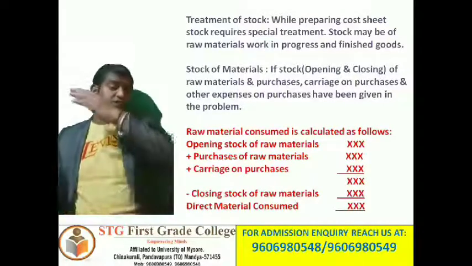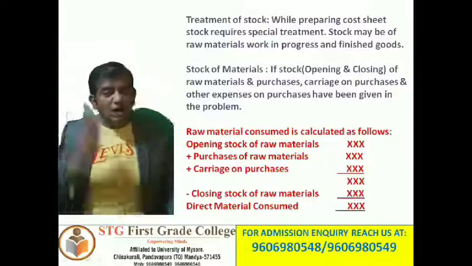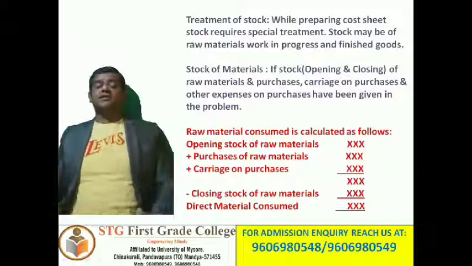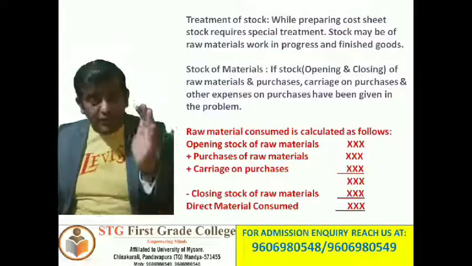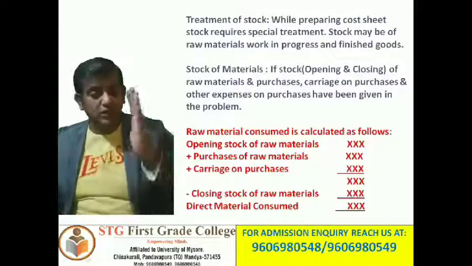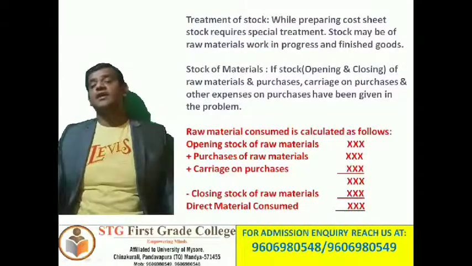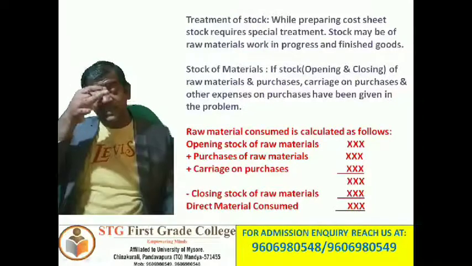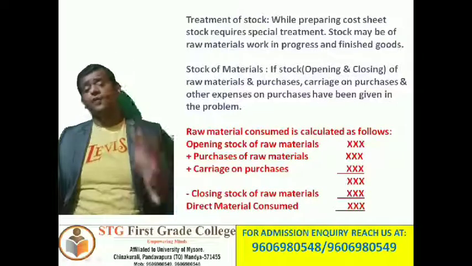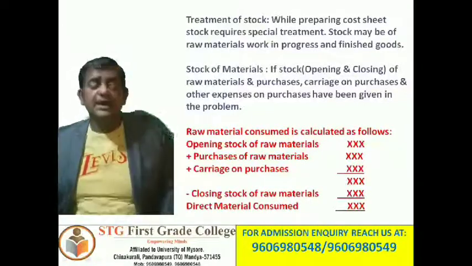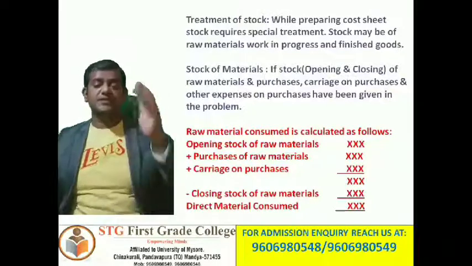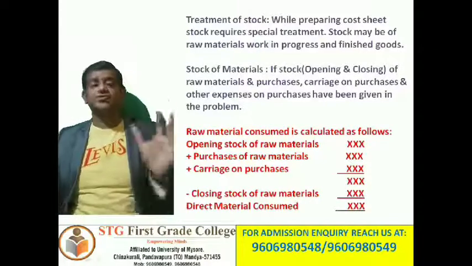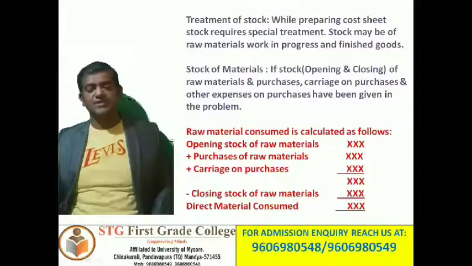Work in progress is neither a finished good nor a raw material; it is already processed once, but it is not yet output. Clear? So that which is still under process or progress, that is what we call a work in progress, and finished goods, that you all know. Clear? Then we have a stock of materials. If opening and closing stock of raw materials and purchases, carriage on purchases and other expenses on purchases have been given in the problem, clear?